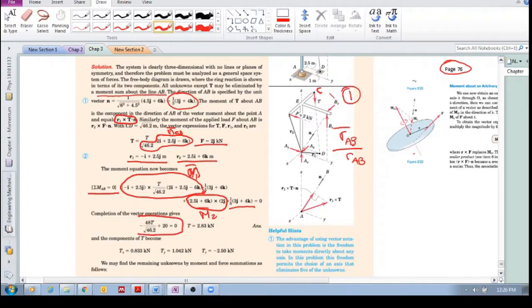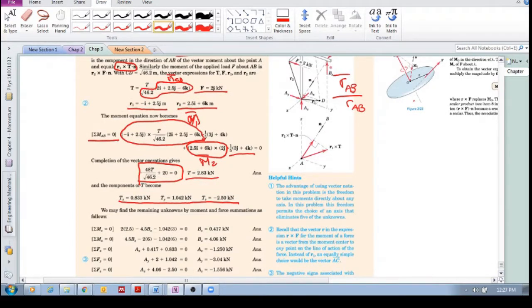That's what we have, and we can solve for T, 2.83 kilonewton. Now, because we've got the components, we can go ahead and calculate. We just put T over there, divided by the square root of 46.2, and multiply it in. And we can get our three components of T: Tx, Ty, and Tz. Does that make sense?